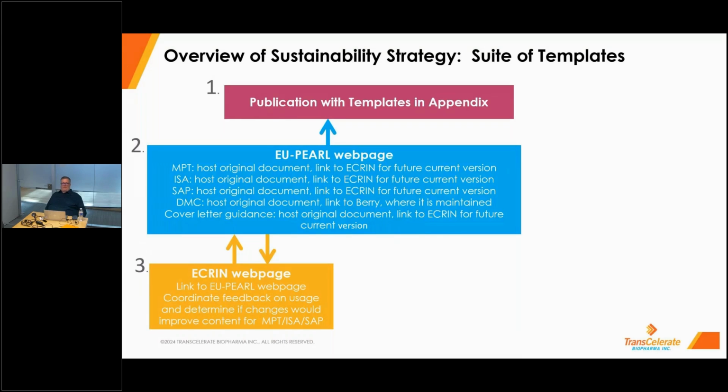And the ECRIN webpage links back to the EU-PEARL webpage, and so we are able to coordinate any feedback on its usage and determine if changes would improve the content for the suite of templates. Probably the first potential update will likely occur as part of the ICH M11 release.